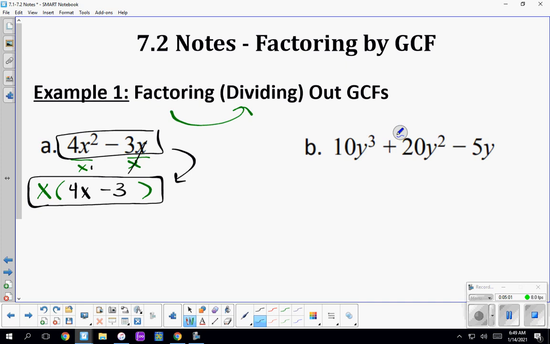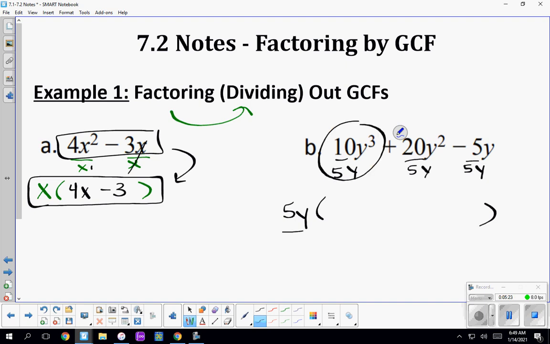Okay. The next example over here, my GCF, hopefully we can see by now that 5 is the largest number that goes into all of these, and all three terms have at least one y in common. So I'm dividing that out. I'm dividing each one of these by whatever I determine this GCF to be. And then my answer goes in parentheses.